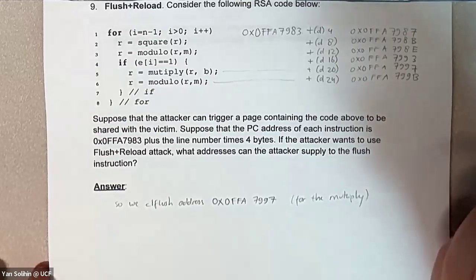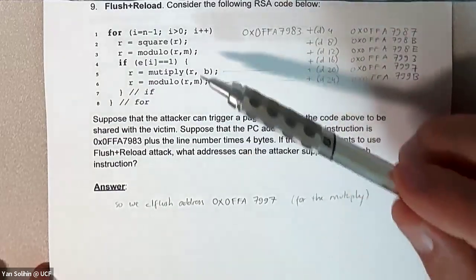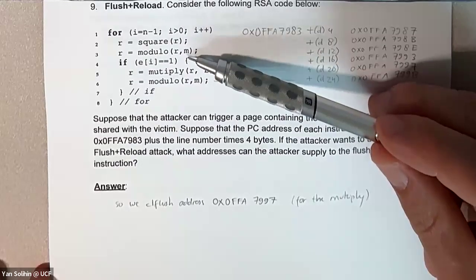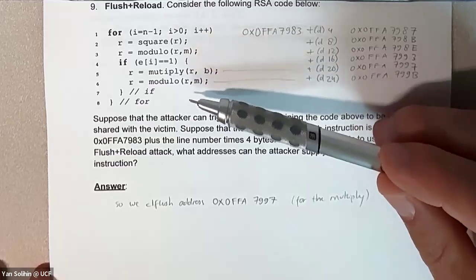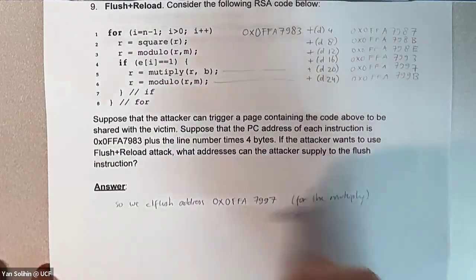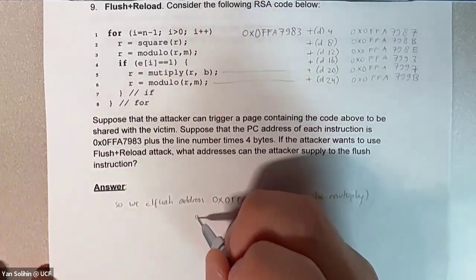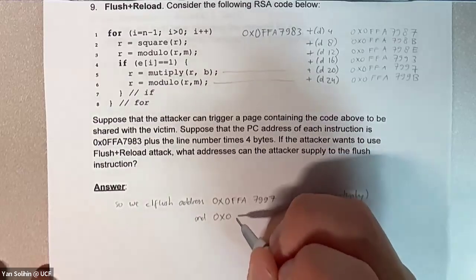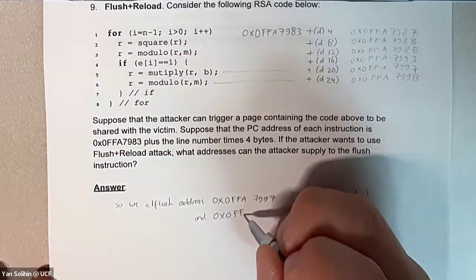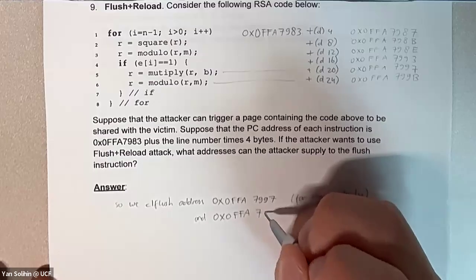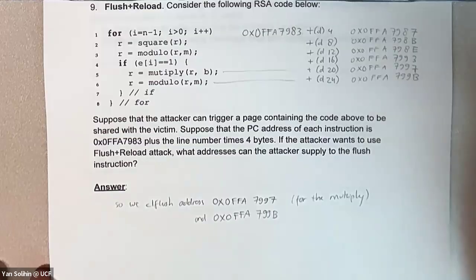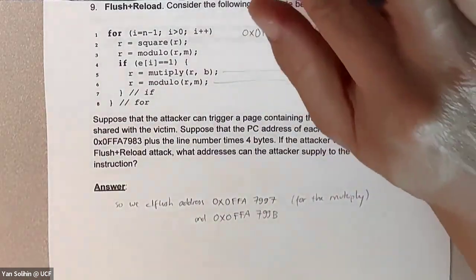Now, if we have more precise timing, we can flush the modulo somewhere in here, and then somewhere here we measure the modulo. We can also utilize that. This requires more precise timing, but it's also possible. So 799B. Okay, that's it.